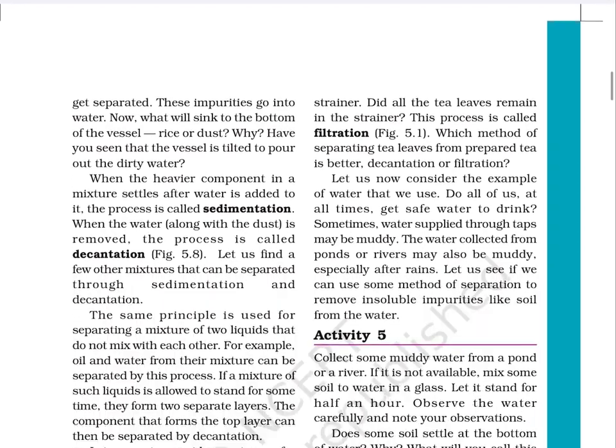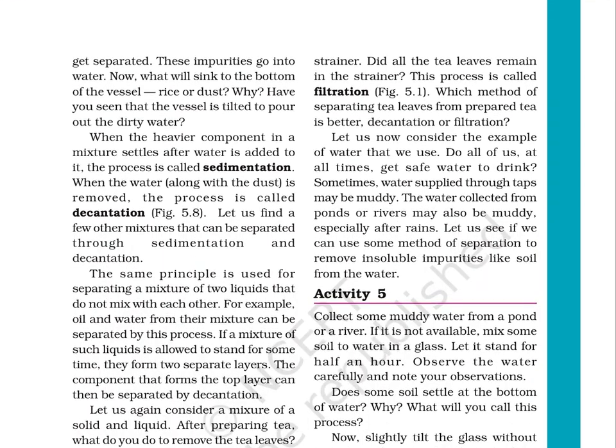Now, what will sink to the bottom of the vessel? Rice or dust? Why? Have you seen that the vessel is tilted to pour out the dirty water? When the heavier component in a mixture settles after water is added to it, the process is called sedimentation. When the water, along with the dust, is removed, the process is called decantation. Figure 5.8. Let us find a few other mixtures that can be separated through sedimentation and decantation.